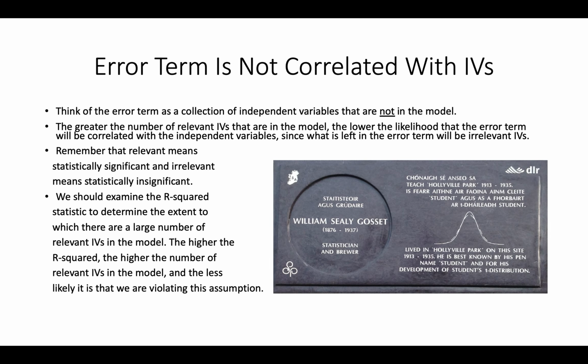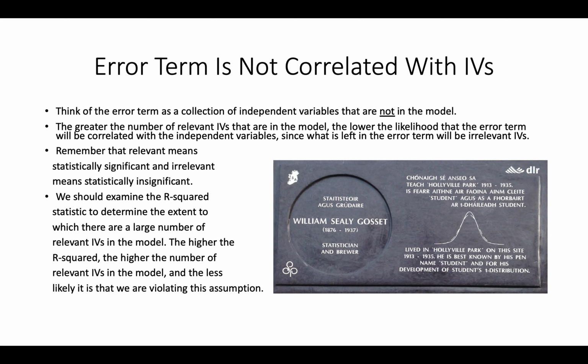Recall that for our purposes, relevant means statistically significant, and irrelevant means statistically insignificant. Thus, we need to examine the R-squared statistic to determine the number of relevant independent variables in the model. The higher the R-squared, the greater the confidence that we have that the relevant independent variables are included in the model, and the less likely it is that we're violating the assumption. Since R-squared is 0.80, we are less likely to be violating this assumption with our hypothetical model.